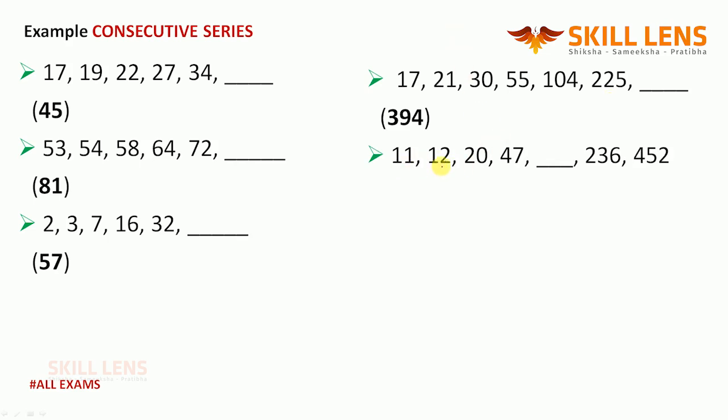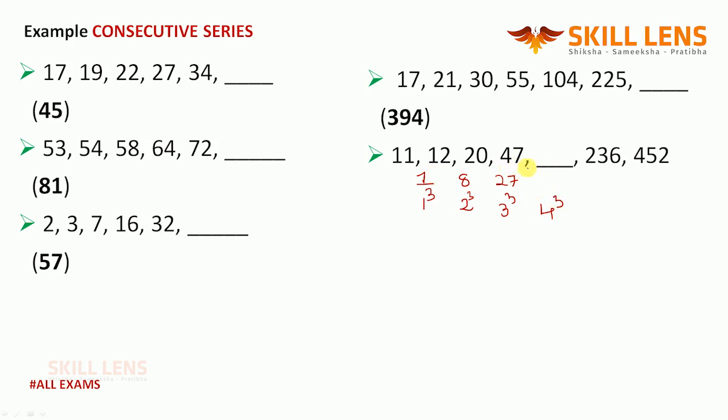11, 12, 20, 47 and dash. So look here, guys. 1 is the difference here. 12 and 20, what is the difference here? 8. 20 and 47, what is the difference here? 27. Are you observing something? So this is 1 cube. This is 2 cube. This is 3 cube. So next has to be 4 cube. Next difference has to be 4 cube.